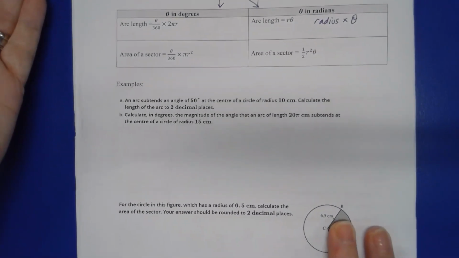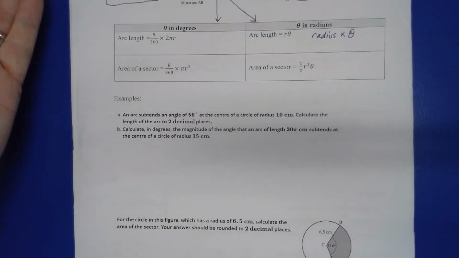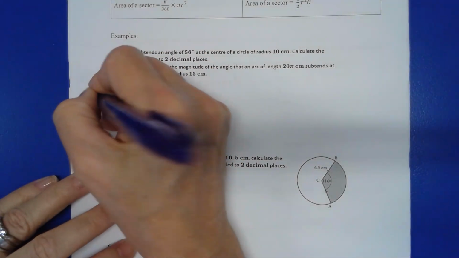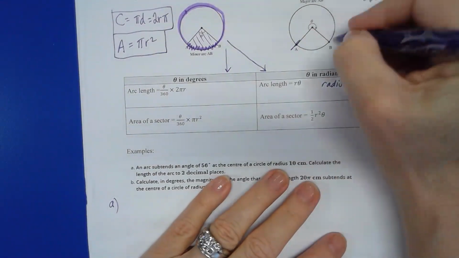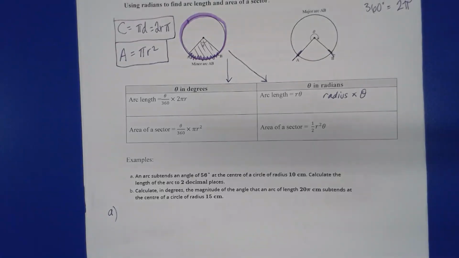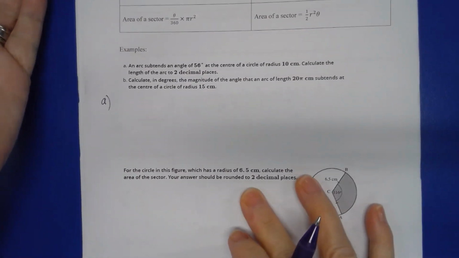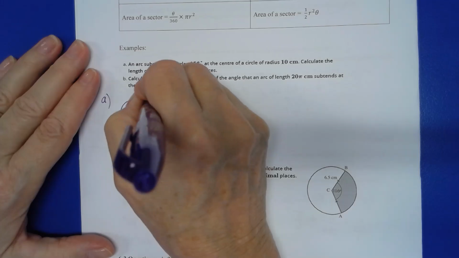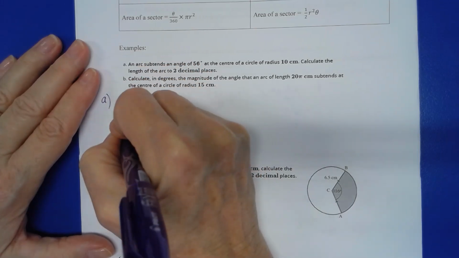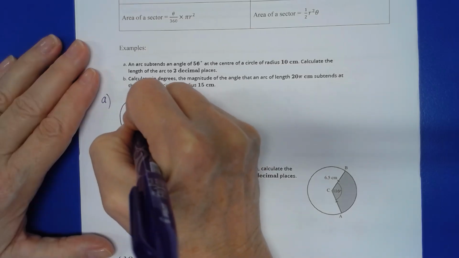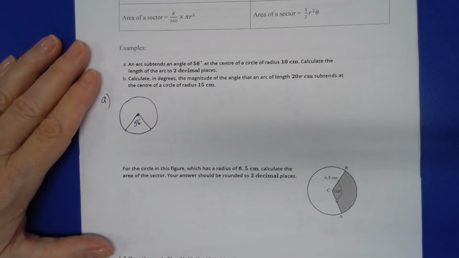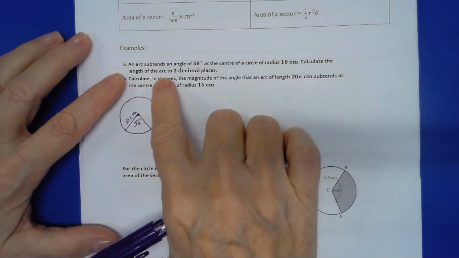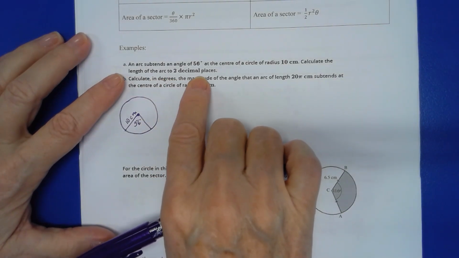All right, let's do these two examples. These are right in front of you, so I'm going to put them underneath here, okay? All right, an arc subtends. Subtends means it cuts the circle, okay? An arc subtends an angle of 56 degrees at the center of a circle. I'm going to draw a little thing, and this means an arc subtends, and this is 56 degrees, okay? And the radius of the circle is 10 centimeters. Calculate the arc length, the length of the arc, to 2 decimal places.